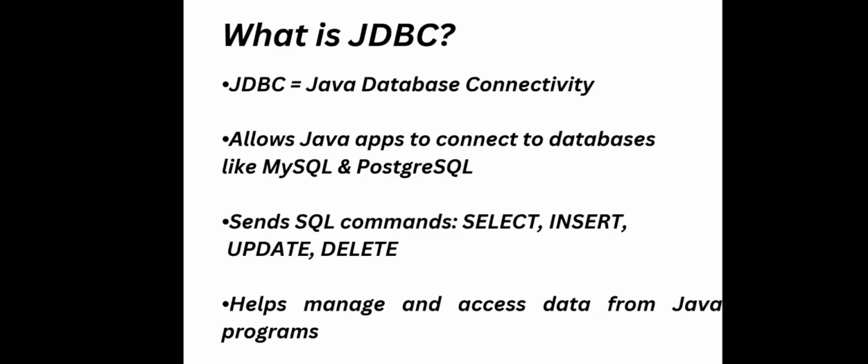So, the introduction. Java Database Connectivity, or JDBC, is a tool that helps Java programs connect and interact with databases like MySQL and PostgreSQL. It provides a standard way for Java applications to send SQL commands to a database, such as select, insert, update, and delete. This allows developers to easily access and manage the data stored in relational databases.